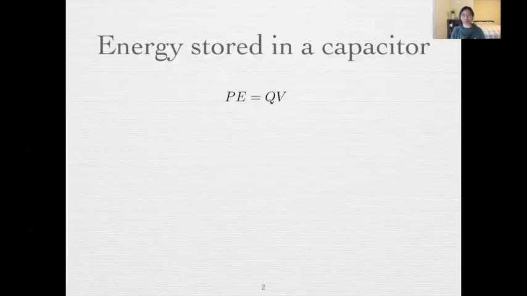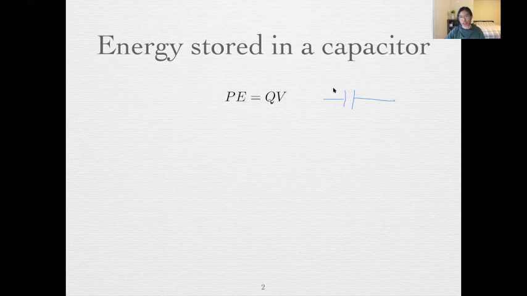So how much energy can be stored in a capacitor? We know the energy stored in a capacitor is going to be electrical potential energy. And as we learned before, electric potential energy would be just the charge times the V. So naively, this would be our thought.